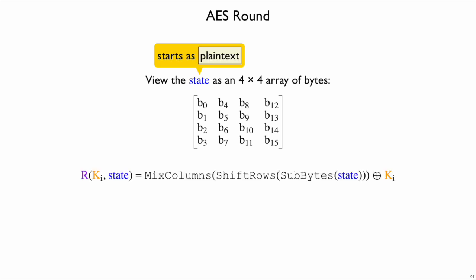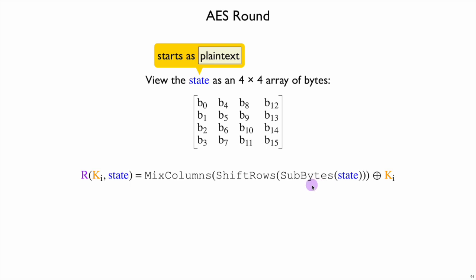We get to the next state, going from 0 to 11, by taking the current state, performing a substitution that is going to be defined by a table, then shifting rows independently in this matrix, and then mixing columns independently in the matrix. And after we do all of that, then we XOR it with an element from the key schedule. So that's R, defined in terms of mixed columns, shift rows, and subbytes.